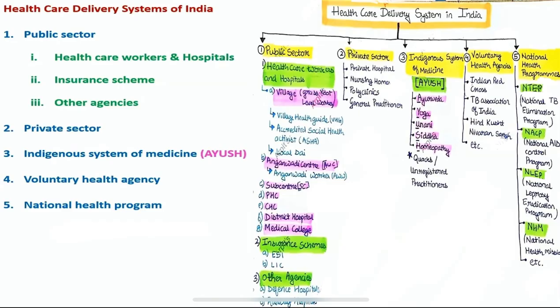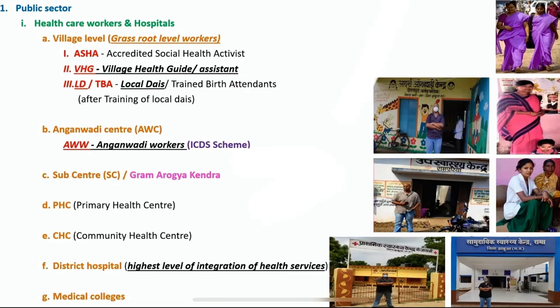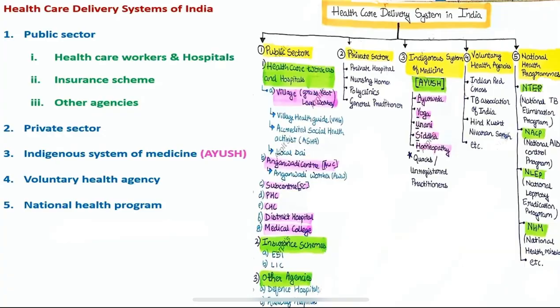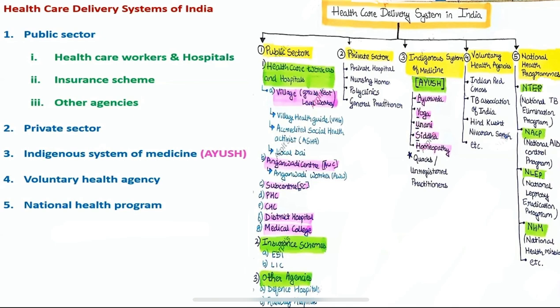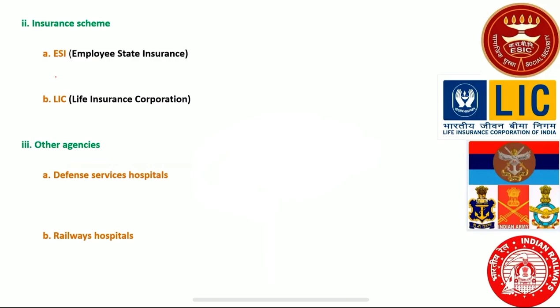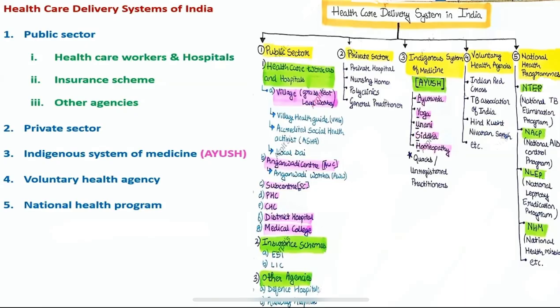So guys, clear? In the public sector, we saw the village health guide, the ASHA in purple sari, pink sari, this Anganwadi worker, trained birth attendant or the local dai, followed by sub-center, PHC, CHC, district hospital and medical college. Moving on to the insurance scheme. So we are done with the public sector.